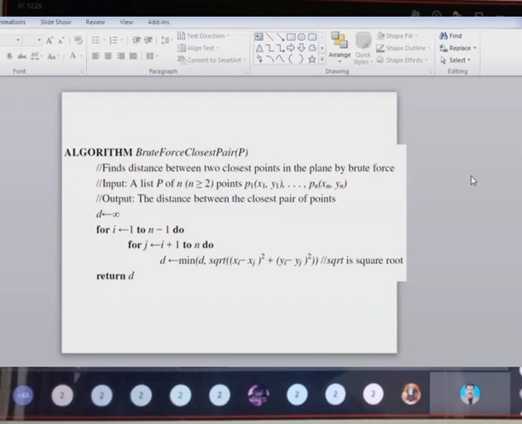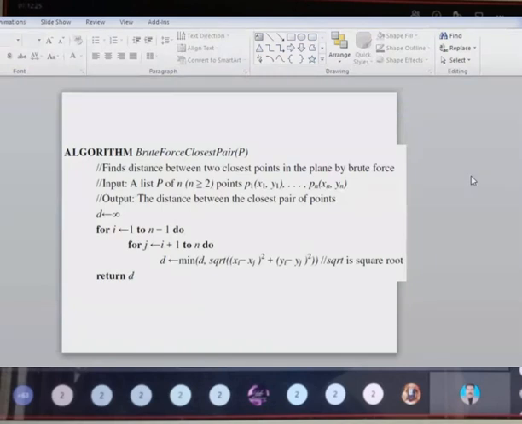Next, D is nothing but distance. The initial value of distance is infinity. Now, for i loop is from 1 to n minus 1, where n represents the number of points. For j equals i plus 1 to n.